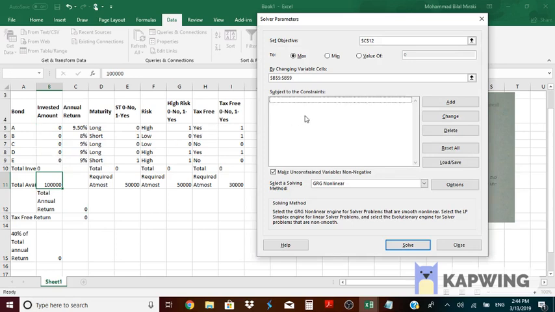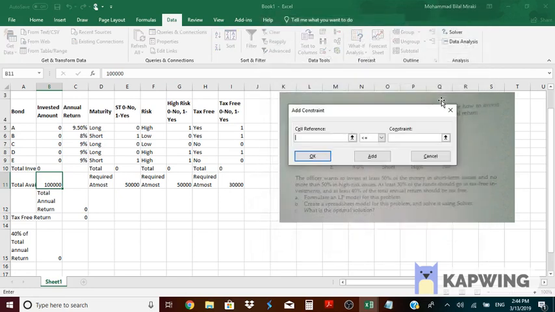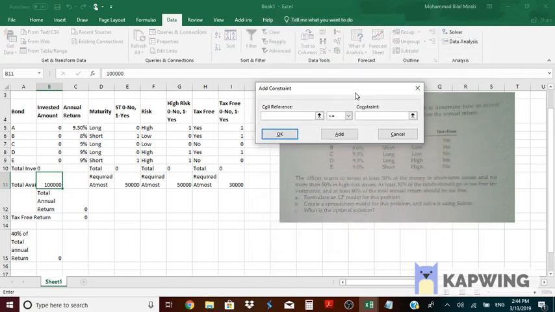Okay, and here we're going to add our constraints. Remember, we had a few constraints, so I'm going to add those here. What was our first one? Our first one was here, 50%. At least 50% of the investment fund should go to short terms. So this one should be greater or equal to this 50%. That's why I put down these numbers here. But if you don't want to put these numbers in your table, you can just write those numbers here.